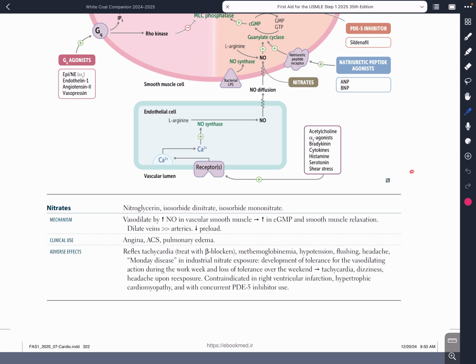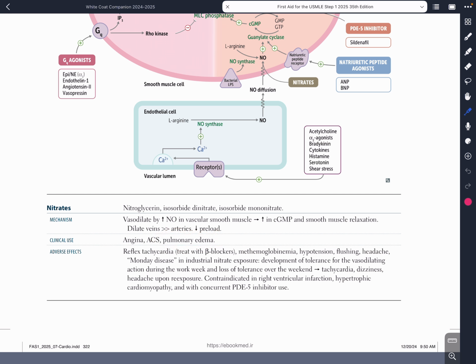If veins dilate, this is a vein. Now the vein is given nitrate, it becomes like this. So obviously pressure goes down. This leads to decrease in preload. And in what condition do we use nitrates? We use it in angina, acute coronary syndrome, like myocardial infarction, Prinzmetal angina. ACS is a big umbrella term. Pulmonary edema is another condition where you can use nitrates.